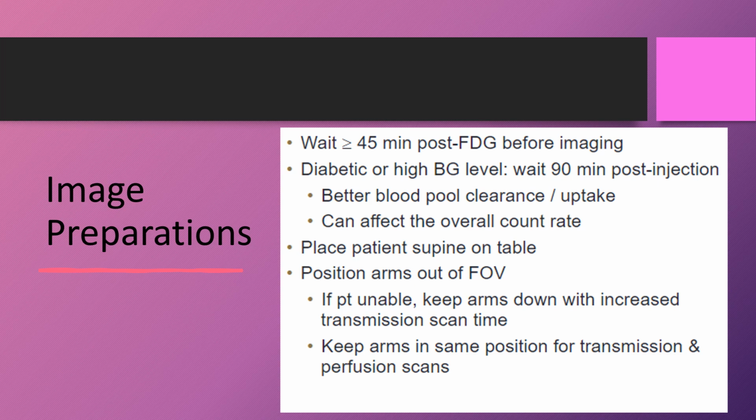Place the patient supine on the table. You want to position their arms above the head if able. You want them to be out of the field of view. If they're unable to bring their arms above their head, you can keep them down, but you may want to increase the transmission scan time if you're doing standalone PET, and keep the arms in the same position for transmission and perfusion scans.